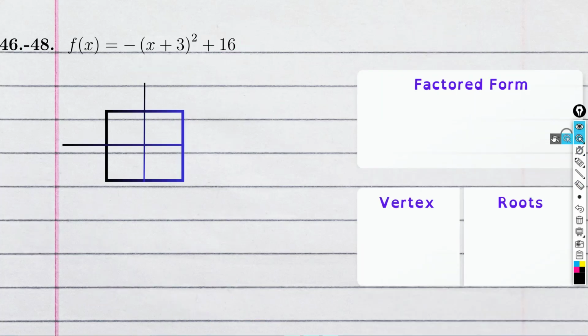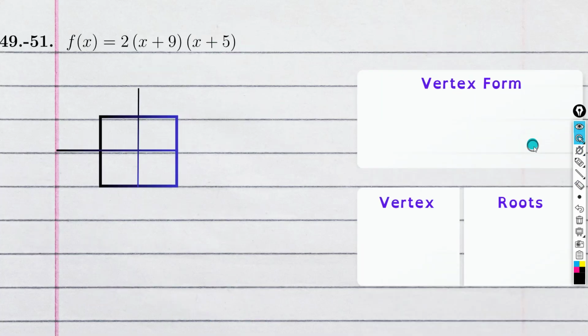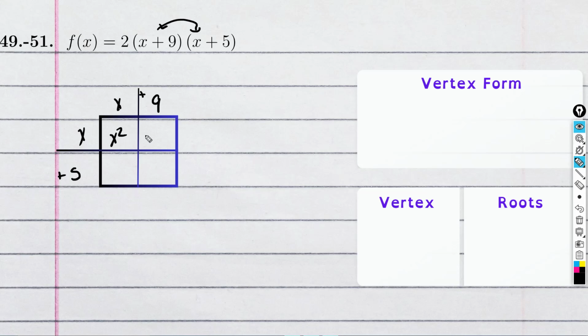And on this next one, we're given it to us in factored form. We need to go to vertex form. So first thing is we need to multiply these two together. x plus 9 and x plus 5, giving us x squared, 9x, 5x, and 45.